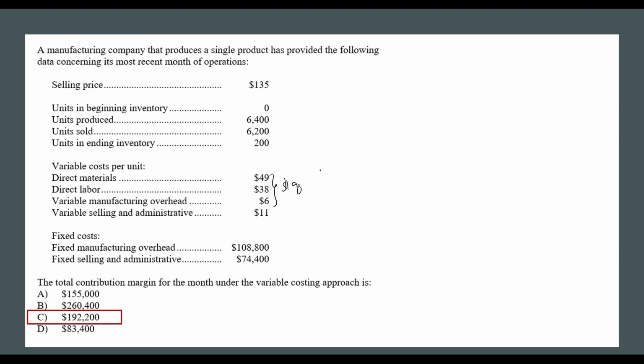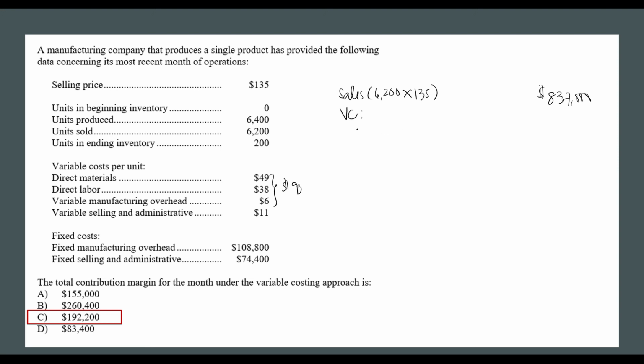Since we are looking for the contribution margin under the variable costing approach, how do we compute for that? So we have here your sales. Our sales is units sold of 6,200 multiplied by the selling price of $135. Then it shall give us a value of $837,000. And we need to deduct your variable cost.